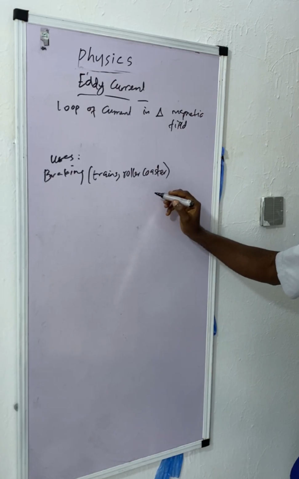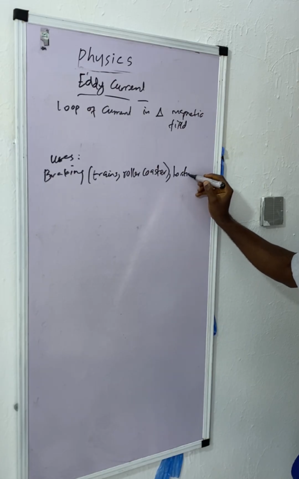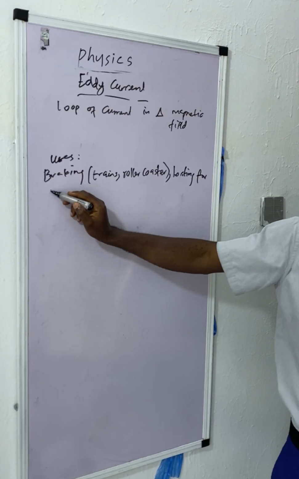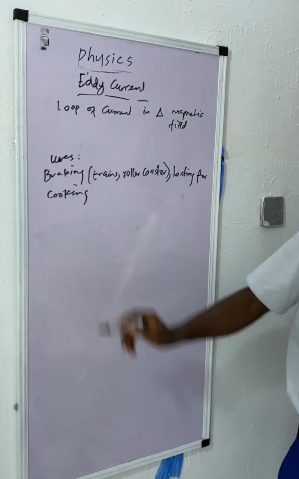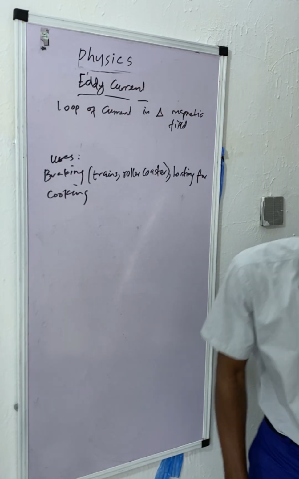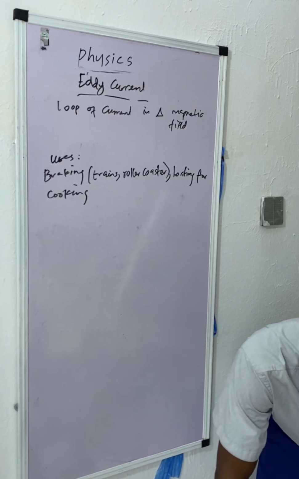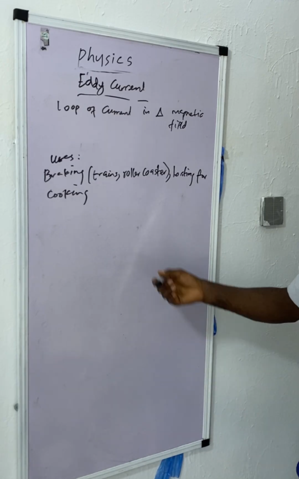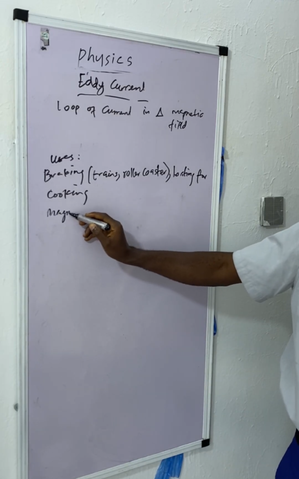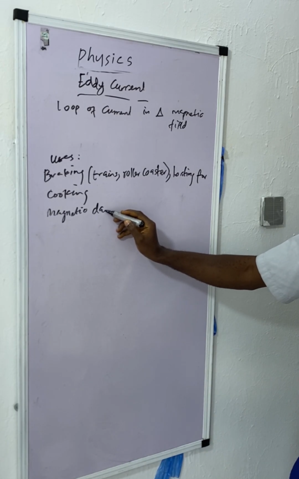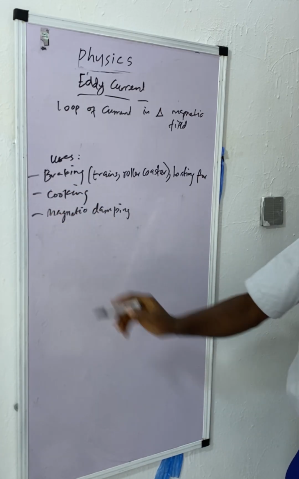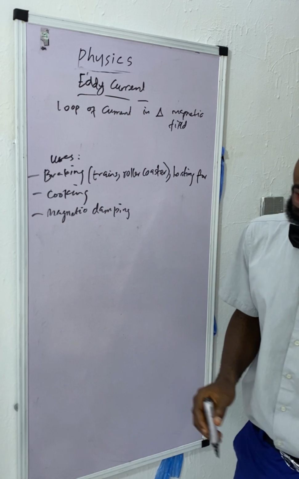Another place where you use eddy current is in heating, heating for cooking, to induce the heating. You also use it in magnetic damping and testing or detection, and so on and so forth. So these are the uses of eddy current. You can see that it's a good thing.